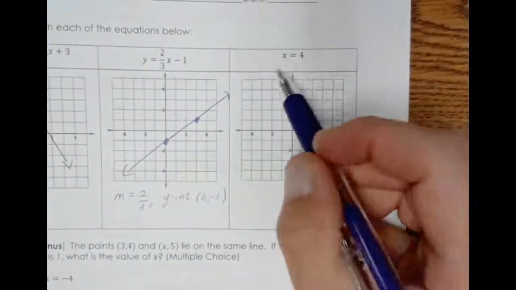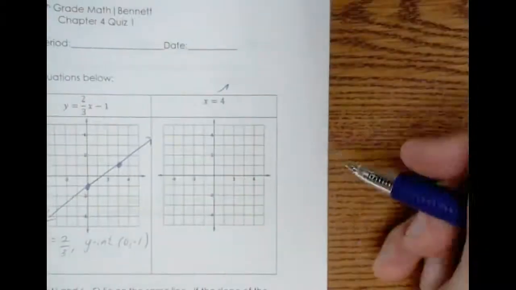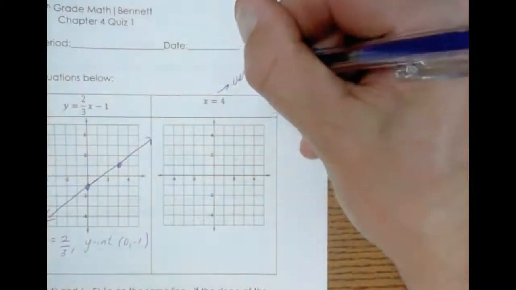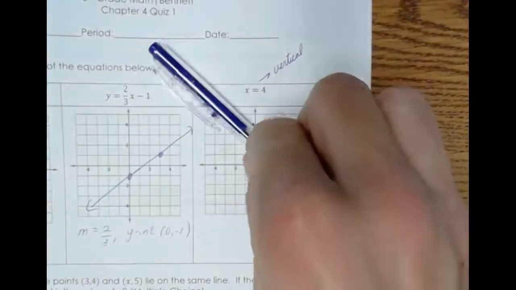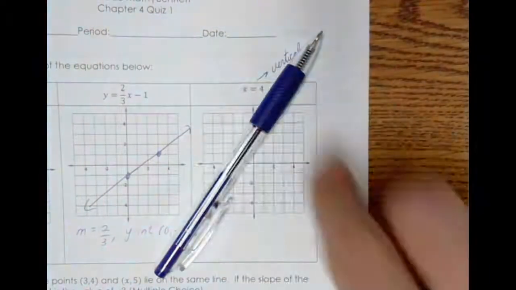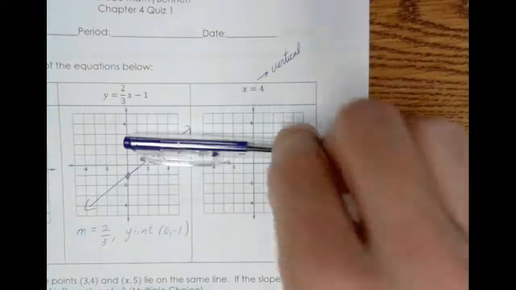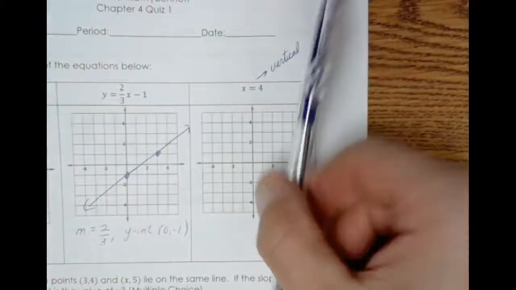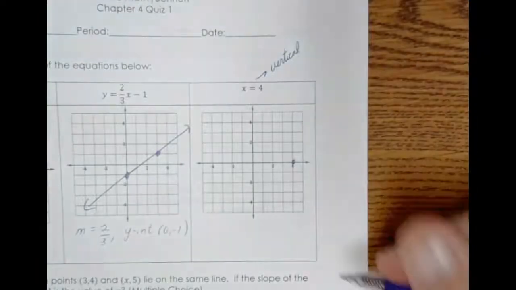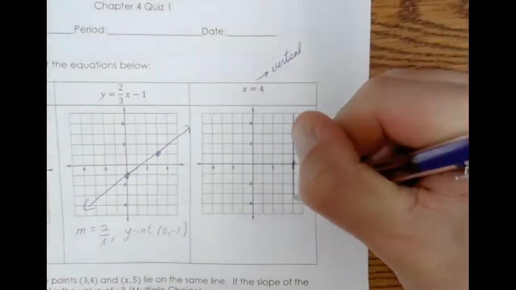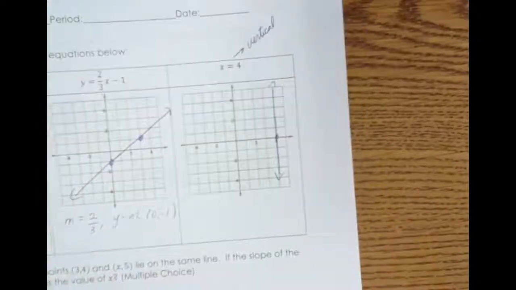x equals 4, when you have it something like that, there's no slope. It's vertical. It's a vertical line. Remember, we had slanted lines. We have negative slope. We have positive slope. We have zero slope. And we have undefined slope. This is an undefined slope. x equals 4 no matter what. There's x equals 4. And you draw your vertical line. That's it. That is it.